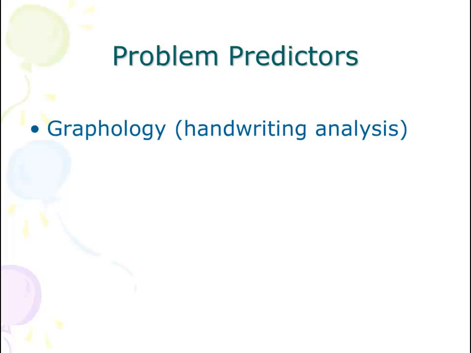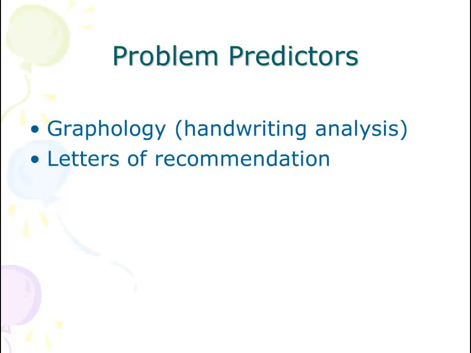Research suggests that graphology has quite low reliability. Remember, we're shooting for 0.8 at least. What we've seen is 0.3 to 0.6. And in terms of validity, it has none. Shouldn't be used. More common, for the United States at least, are references and letters of recommendation.